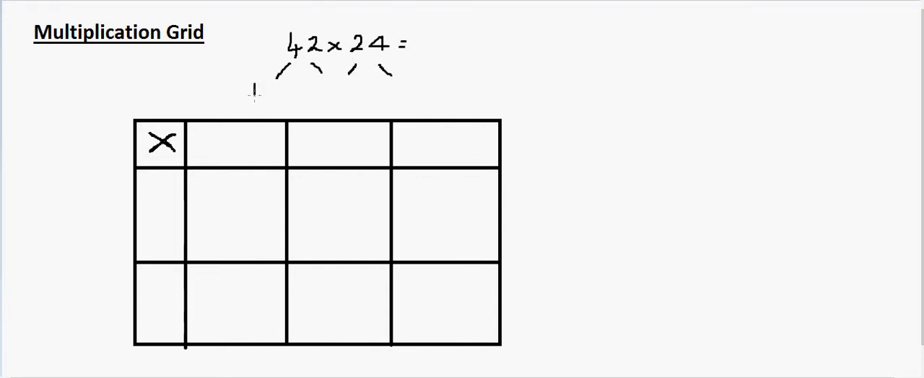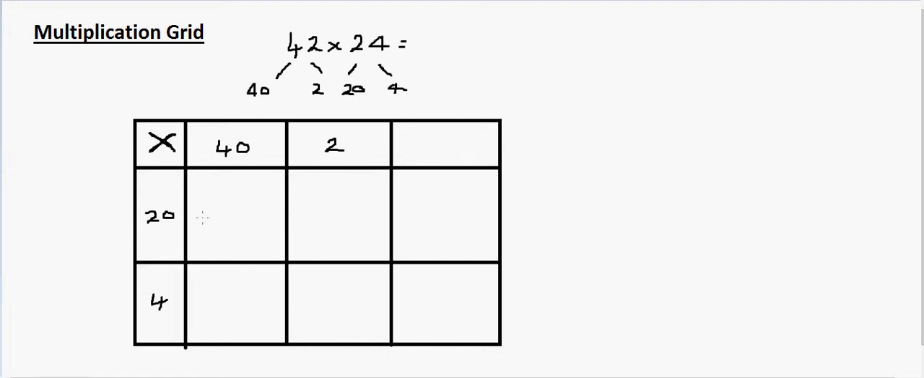Okay, so we have 40 and 2, and we have 20 and 4. And then we rewrite this in the box. So let's say this is going to be 40, and this is going to be 2. This is going to be 20, and this is going to be 4. Now what we do is we multiply the numbers separately.